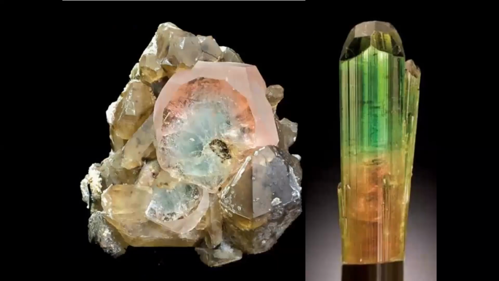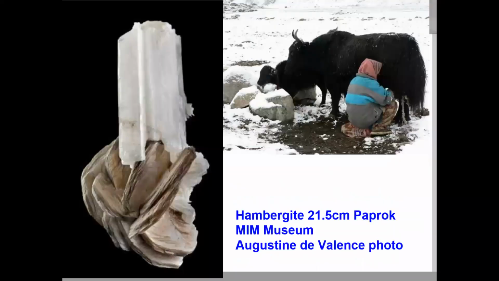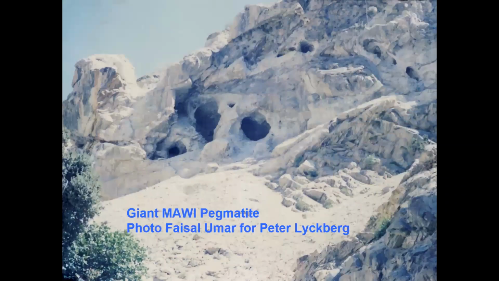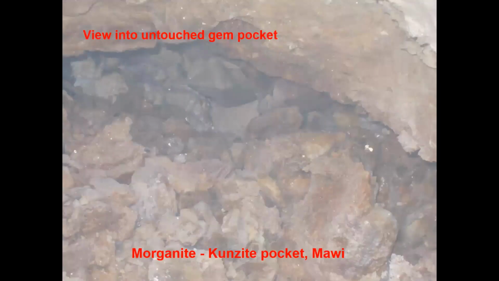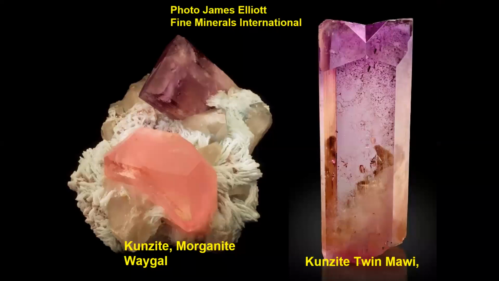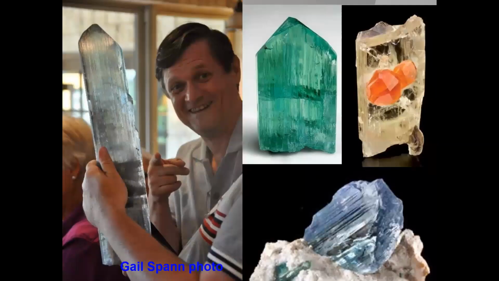The Pinnacle collection. I'll pass Vitaniemite. This one is absolutely fantastic. We saw earlier the new Pakistani ones. This is the best in the world from Paprock, and a fantastic hambergite in the MIM Museum. They found even larger, but this I think is maybe the nicest one. The Mavi pegmatite is famous for beautiful indigolite, morganite, kunzite, and here a combination is from Waigal, and the twin to the right is from Maui, and morganite from Maui.